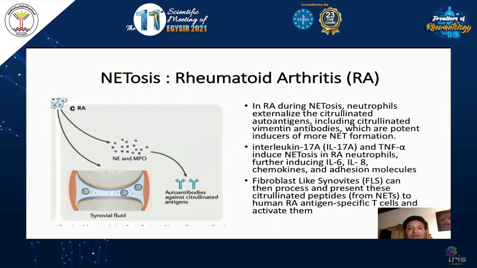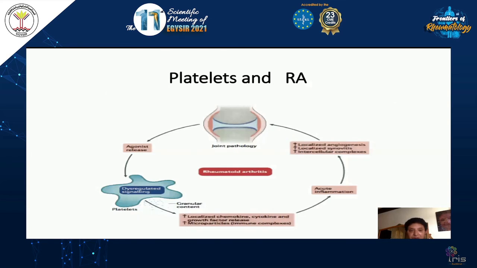Interleukin 17A and tumor necrosis factor alpha induce netosis in rheumatoid arthritis neutrophils, further inducing interleukin formation, chemokines, and adhesion molecules. And here, inside the joint, there are the fibroblast-like synoviocytes, which can then process and present these citrullinated peptides coming from the neutrophils to rheumatoid factor antigen-specific T cells, and can activate these T cells. And so the synovial membrane is being attacked.